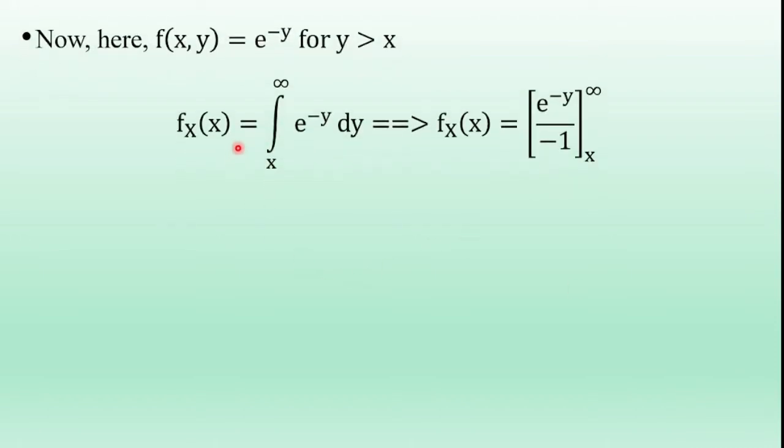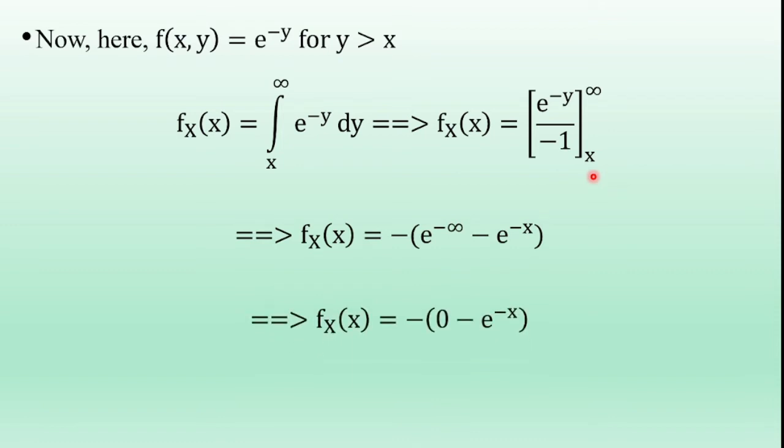Therefore f_X(x) is equal to the integral from x to infinity of e power minus y dy. The integral of e power minus y dy is e power minus y by minus 1, over x to infinity. Now substitute the upper value of y and lower value of y. We get f_X(x) is equal to minus of (e power minus infinity minus e power minus x). E power minus infinity value is 0. Multiplying the minus within the bracket term, the marginal density function of the random variable X is e power minus x for x greater than 0.